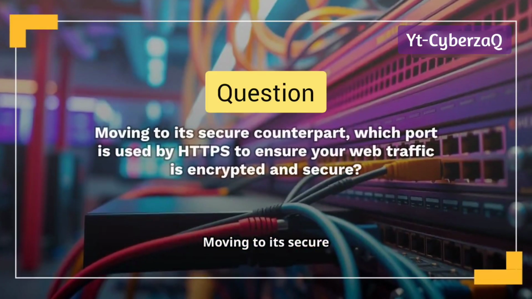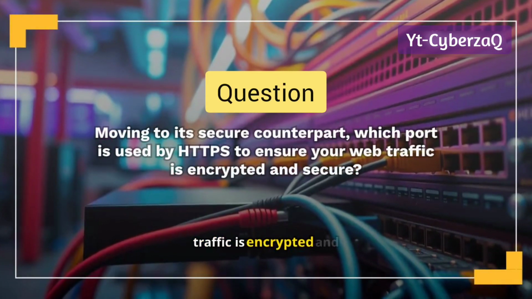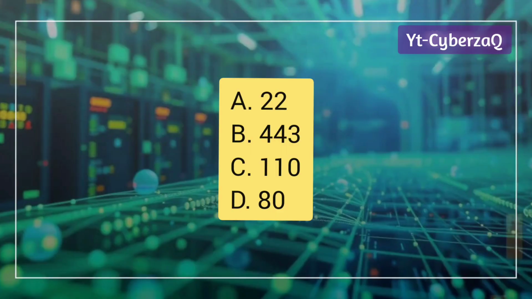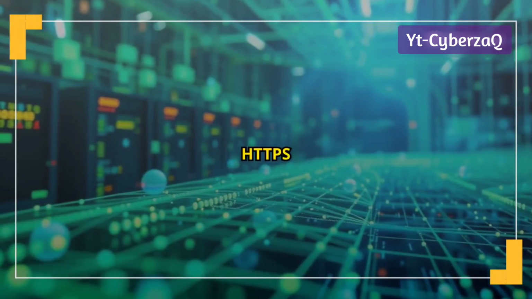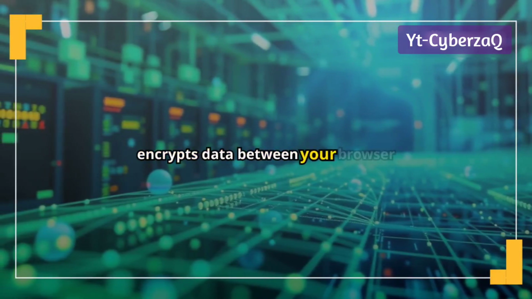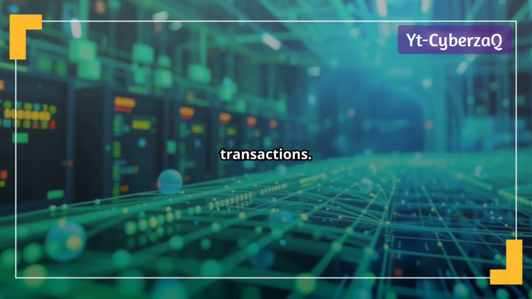Moving to its secure counterpart, which port is used by HTTPS to ensure your web traffic is encrypted and secure? B, 443 is correct. HTTPS encrypts data between your browser and the server, making it essential for secure online transactions.